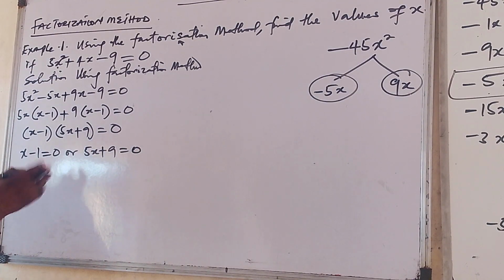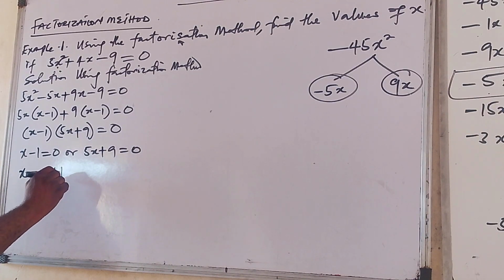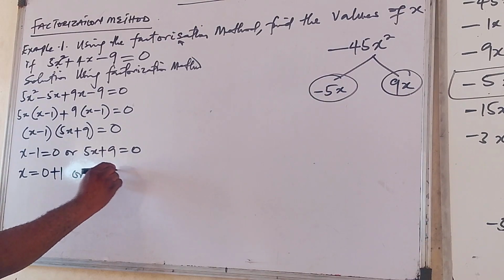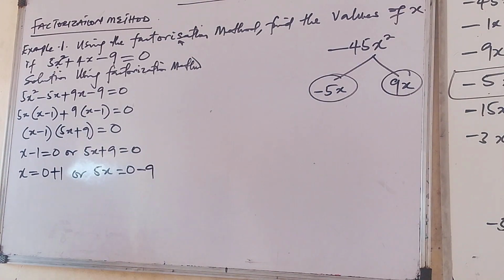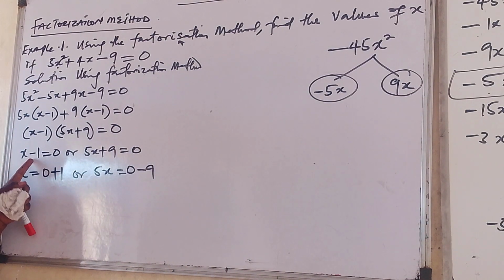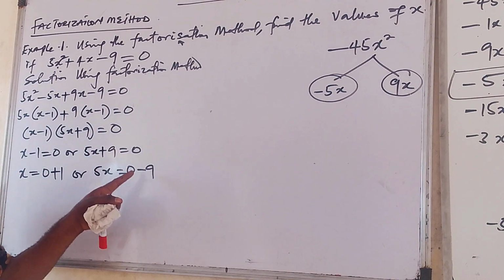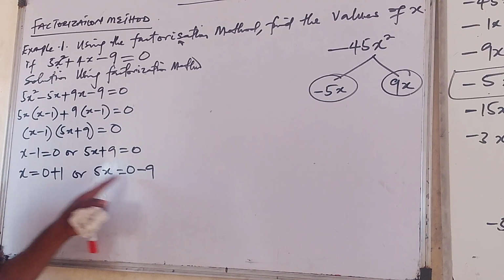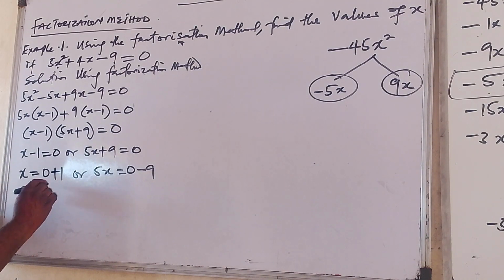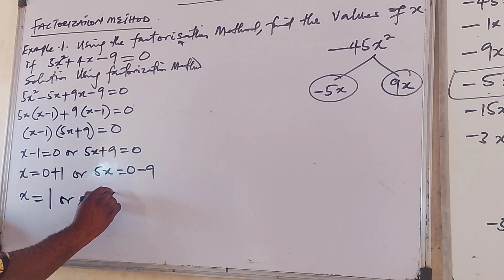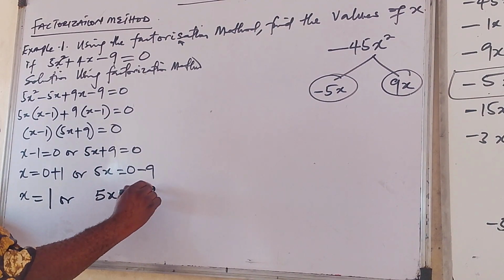If you take this minus 1 to the other side, we have x will be equal to 0 plus 1, or here we have 5x is equal to 0 minus 9, because this is minus 1. Crossing to the other side changes it to plus 1. This is plus 9; crossing to the other side actually changes it to minus 9. So here we have x is equal to 0 plus 1 is 1, or 5x is equal to 0 minus 9 is minus 9.